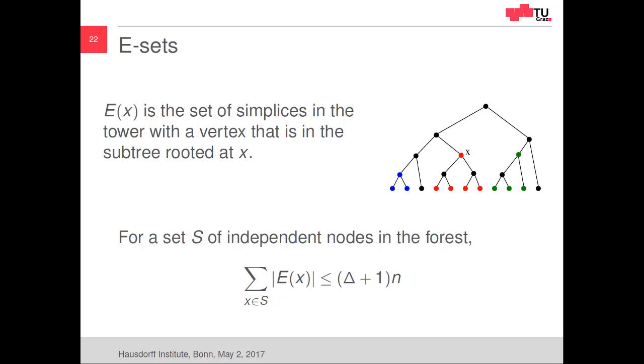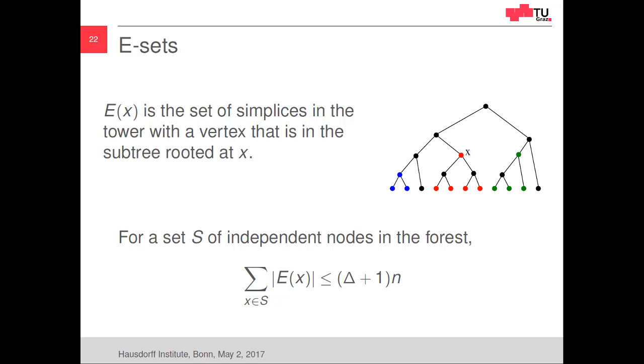Okay, that's the definition. And now we have a simple lemma which says if we have an independent set of nodes, and independent means none of them is an ancestor of the other, then we can bound the sum of the E sets in this independent set just by delta plus 1 times n. And this is very easy to prove because every simplex has at most delta plus 1 many vertices, so every simplex can only appear in delta plus 1 of these E sets, and you have n simplices.